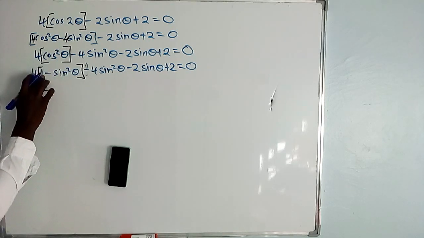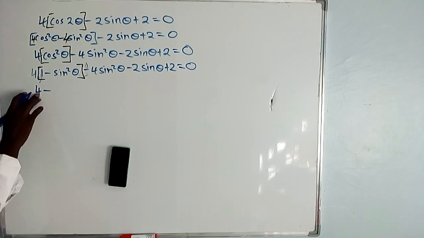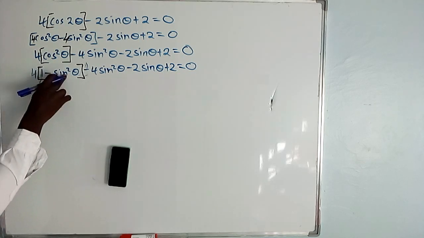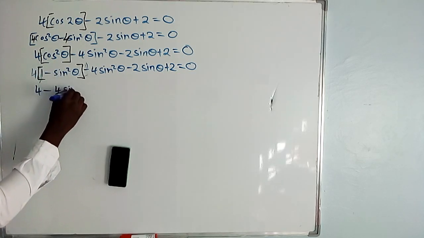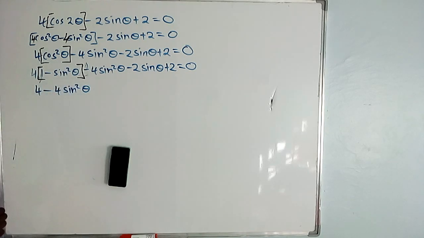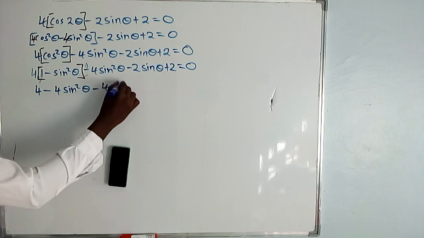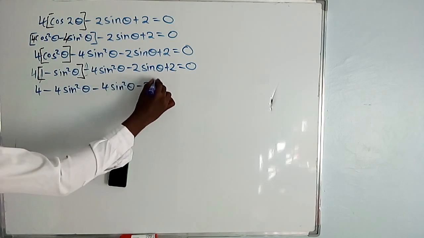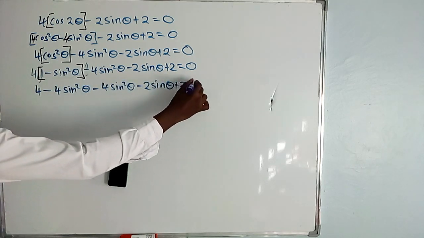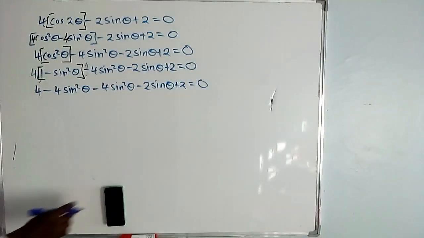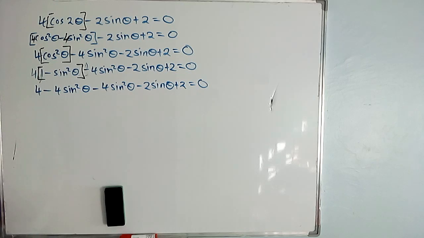Open that bracket. So 4 times 1 you get 4. Then minus 4 times sine square theta you get 4 sine square theta. Then minus 4 sine square theta. Then minus 2 sine theta. Then plus 2 is equals to 0. So up to that step, we've eliminated the double angle and we've ensured that everything is in terms of one ratio, and everything there is in terms of the sine, isn't it?